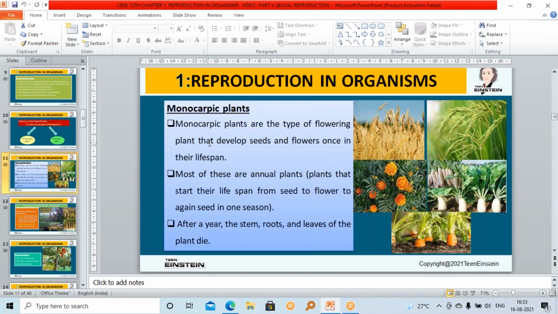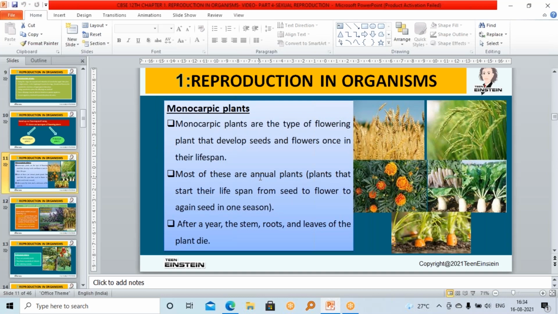So in rice, wheat and all, we can call them monocarpic plants. What we are doing: first we are sowing the seed in the field, then it is growing. That is the juvenile phase, correct? That growing phase is the juvenile phase. Then it's attaining maturity, correct? Then after this juvenile stage, the flowering stage starts. Flowering stage is the starting stage of reproduction in flowering plants.